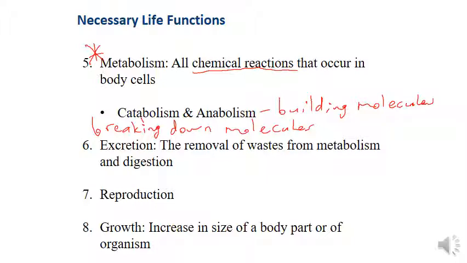Excretion is the removal of waste from our body. So our urinary system does this, our digestive system does this, respiratory system when we get rid of the CO2. Reproduction is not really a necessary life function, but it is necessary for the genes to be passed on to the next generation. And then growth. We need our nervous system to grow, muscles to grow, bones to grow, so that we can find food for ourselves, get away from danger.